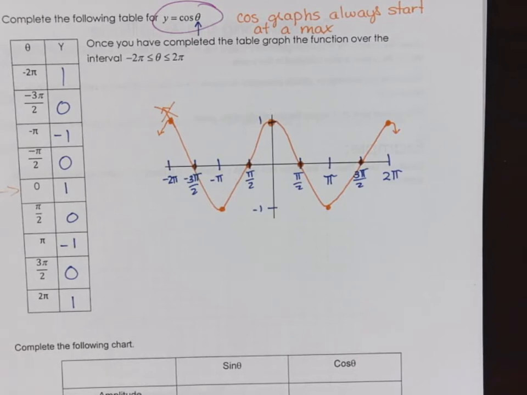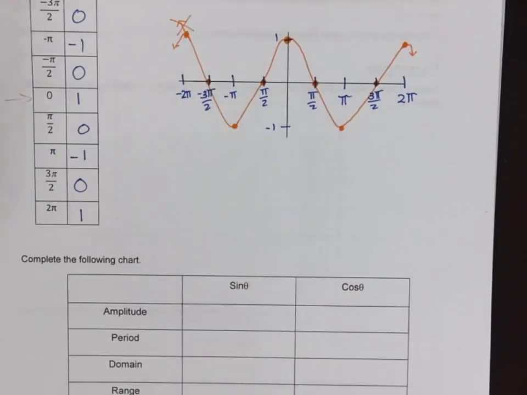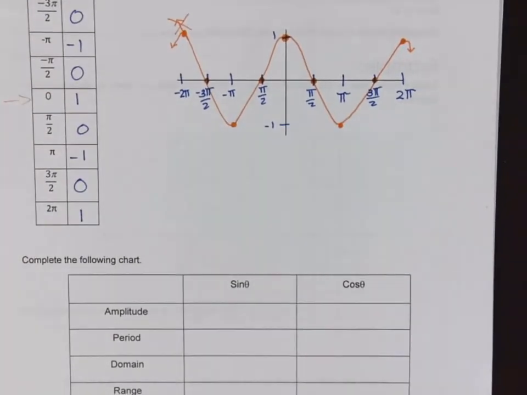Tan graphs are sideways. Tan graphs have asymptotes in them. What's the reciprocal of 0? When 0's on the bottom of a fraction, what happens? It doesn't exist. It's impossible. So that's our asymptote. Asymptotes, they're here.